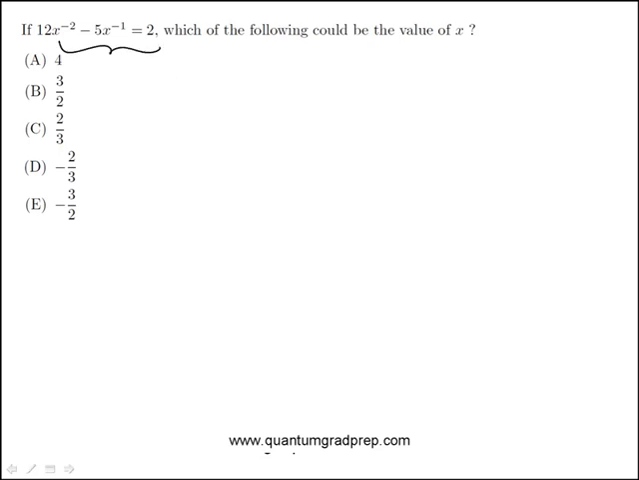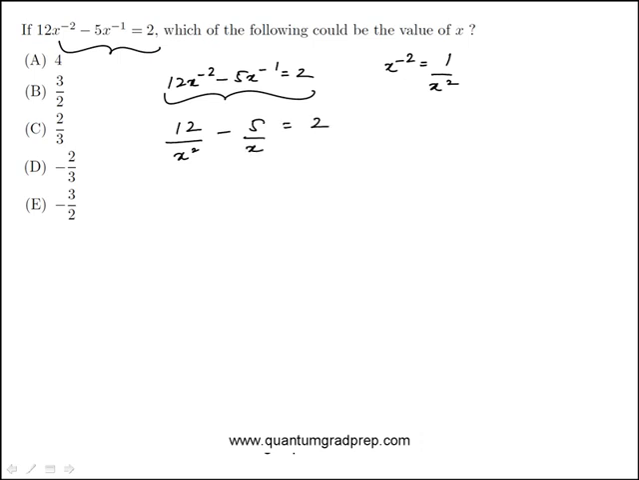So in this problem, we're given this equation that has these x terms with negative exponents. And the key step in this problem is to rewrite this to a form that's familiar. You can start by saying x to the minus 2 is 1 over x squared. And what you'll find is that this is actually a hidden quadratic.